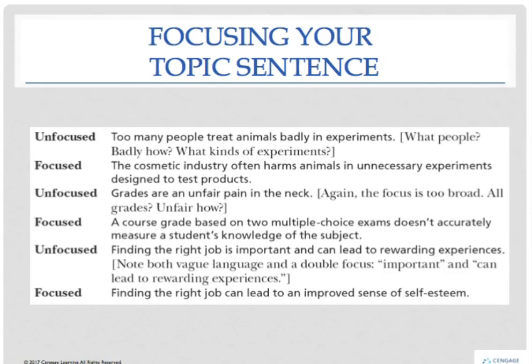So how do you focus your topic sentence? Here are some examples of unfocused and focused sentences. Unfocused is, too many people treat animals badly in experiments. Okay, well, what people and how are they treated badly? And what kind of experiments are you even talking about? So to focus, you want to be as specific as possible and state who the parties are. Think about the questions we learn in elementary school, junior high: who, what, when, where, how, why. If you can answer those questions more specifically in your topic sentences and in your thesis statement as well, do it. Don't leave those hanging out there.